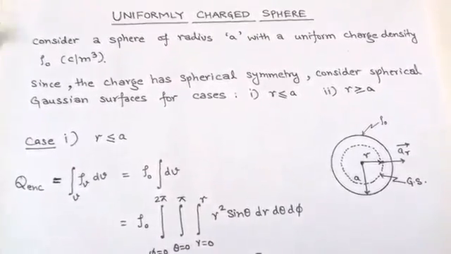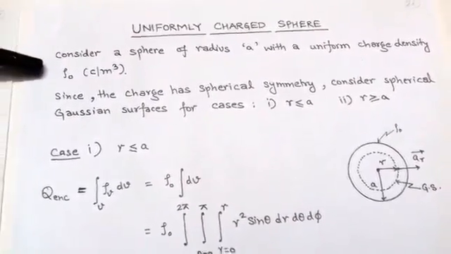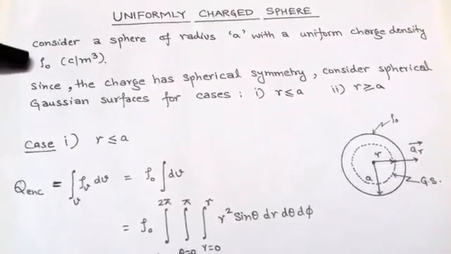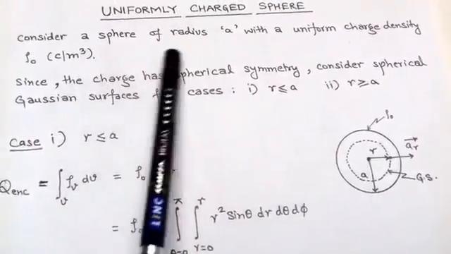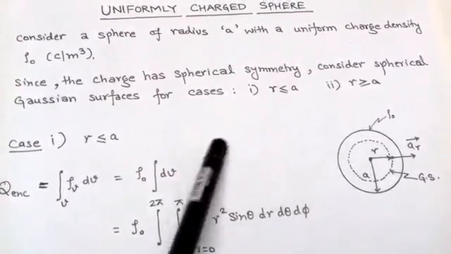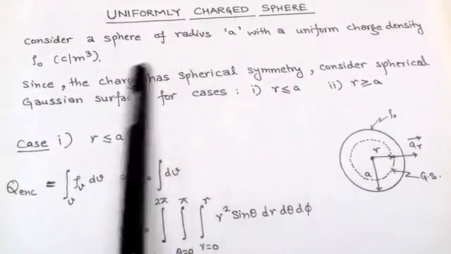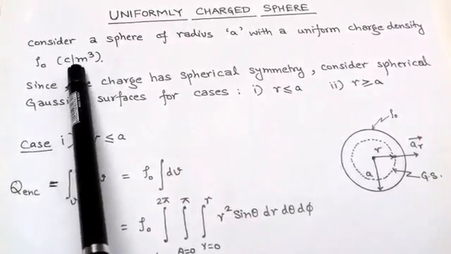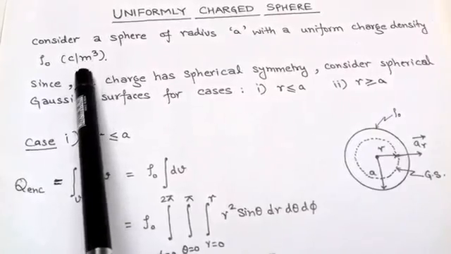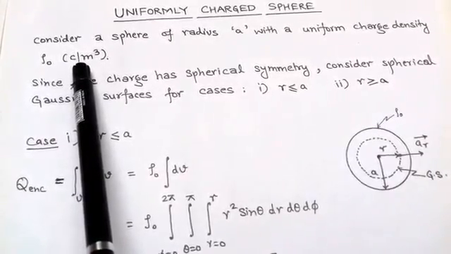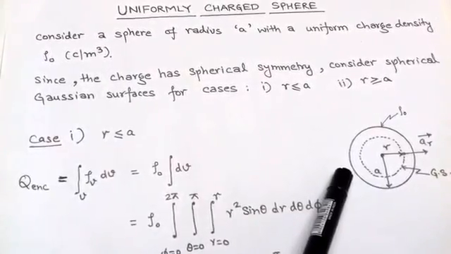The topic is uniform charge sphere. In this, we use Gauss's law to determine the electric flux density D due to this uniform charge sphere. For this, we consider a sphere of radius a having a uniform charge density rho naught. The unit is coulomb per meter cube, meaning this is a volume charge density. The volume charge density of this sphere is rho naught.